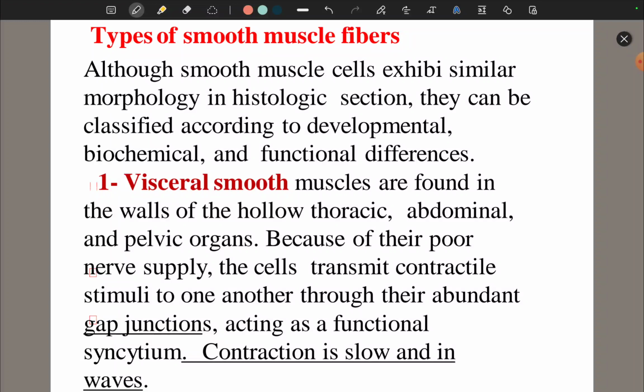And how is this contractile stimulus transmitted from one cell to another? Through the gap junction. A gap junction is a type of junction found between the cells. The contraction in the smooth muscle is slow and in waves.